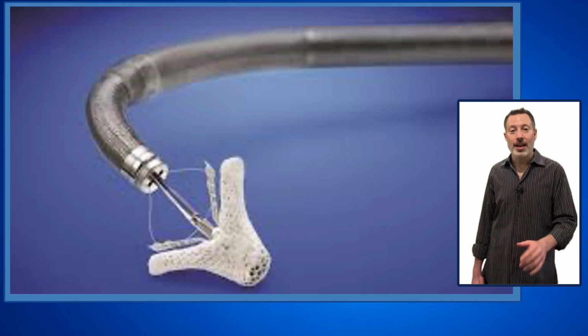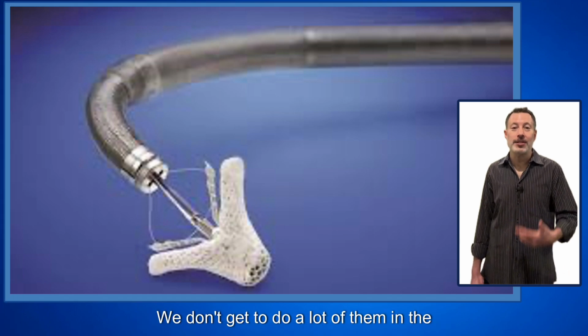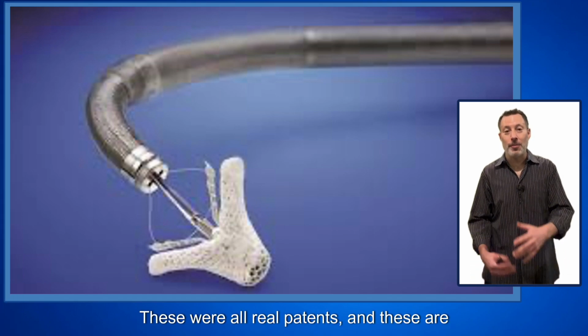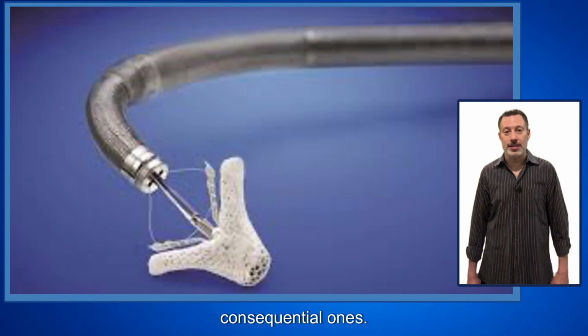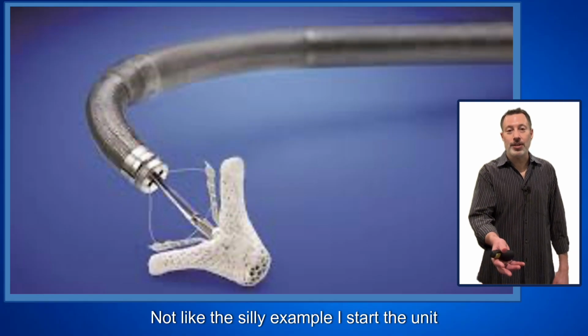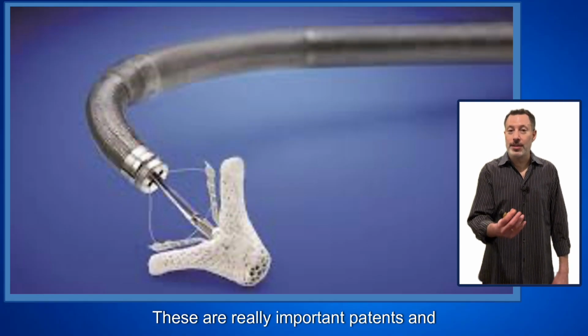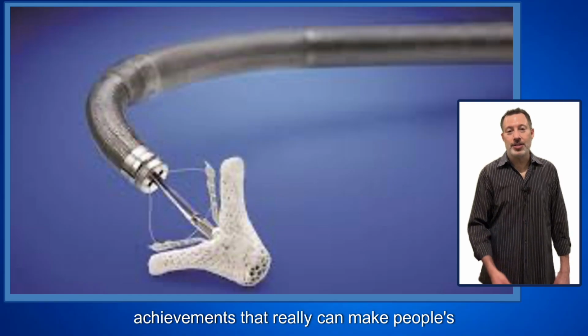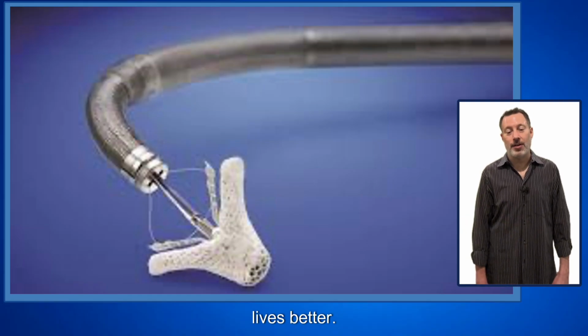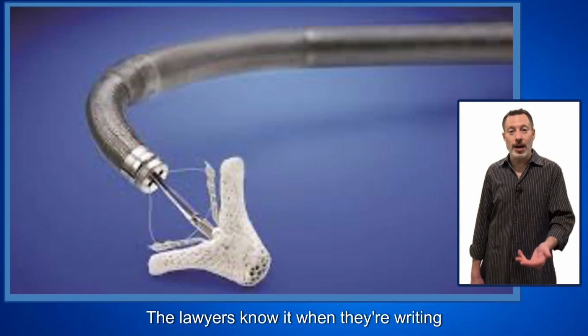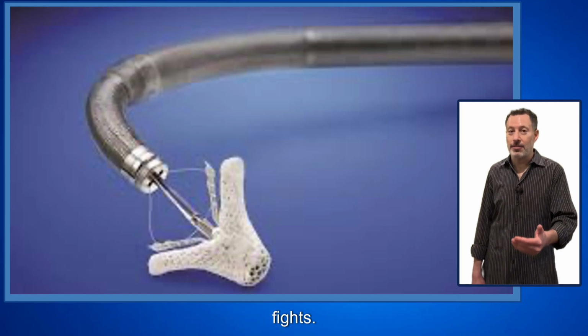A couple more. And again, I want to show you real patents. We don't get to do a lot of them in the videos. These were all real patents, and these are consequential ones. Not like the silly example I start the unit with, the dog bowl. These are really important patents on achievements that really can make people's lives better. The lawyers know it when they're writing these patents that these are big deal fights.